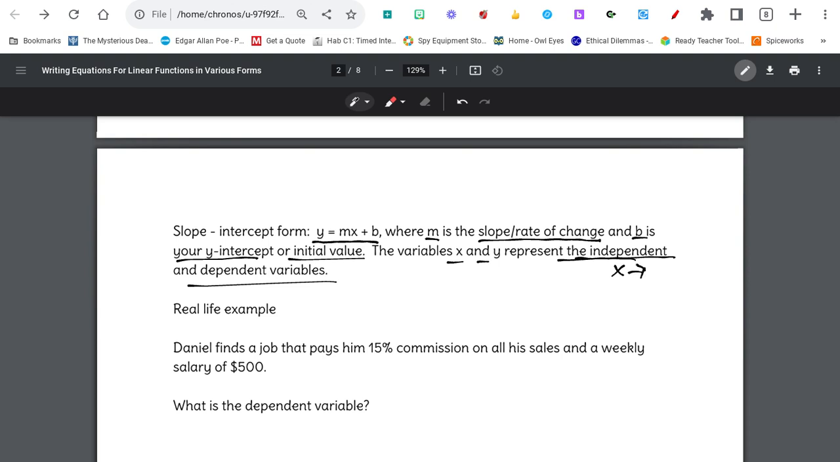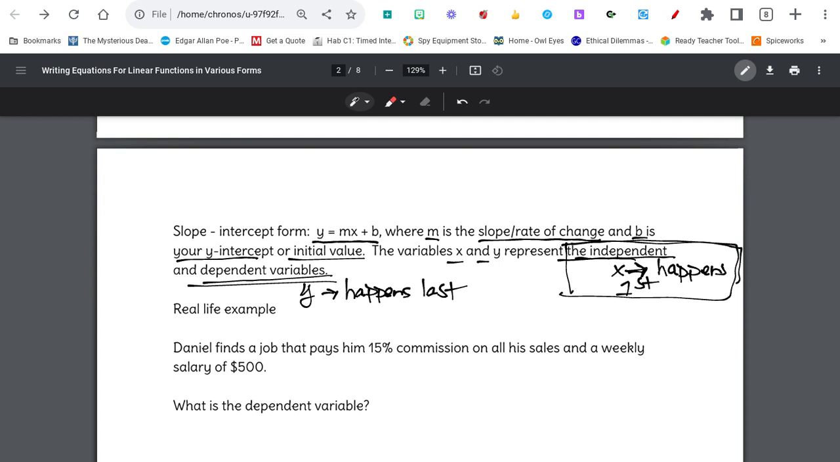And you can pick it out when it's dealing with something in real life by asking yourself what happens first. So x, or the independent variable, will be the thing that happens first. Write this down. And then y, which is what we're going to call your dependent variable, will be the thing that happens second, okay? Or it happens last. But if you can just remember x has to happen first, or the independent variable has to happen first, you're good to go. So just make sure you know this part.